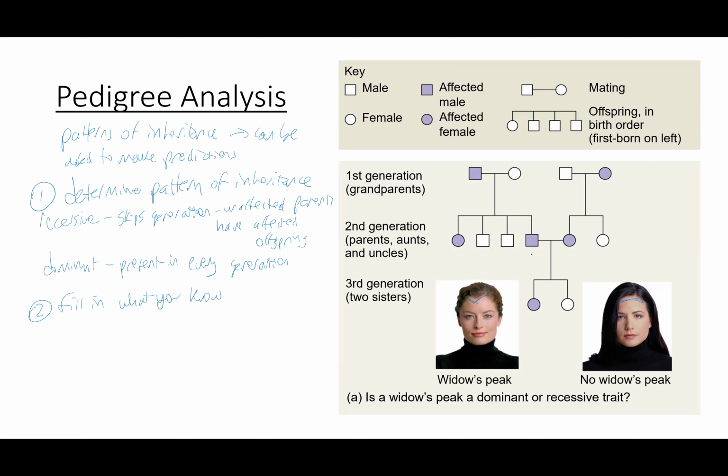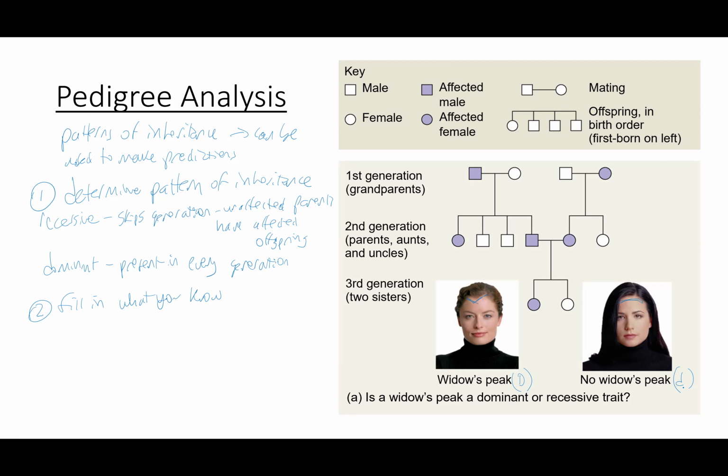It could be, let's use D's because W's are terrible letters. So having a widow's peak is dominant, so that's a capital D. No widow's peak is recessive. So if someone has the dominant phenotype, what do you know about their genotype? They have to have at least one dominant allele. So they could be homozygous dominant, or they could be heterozygous, we don't know.